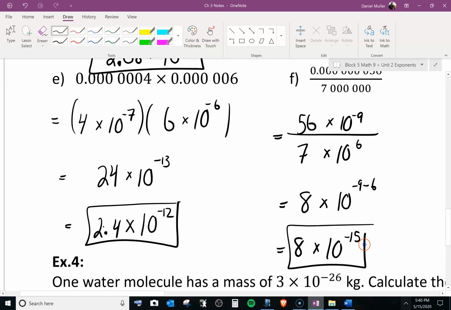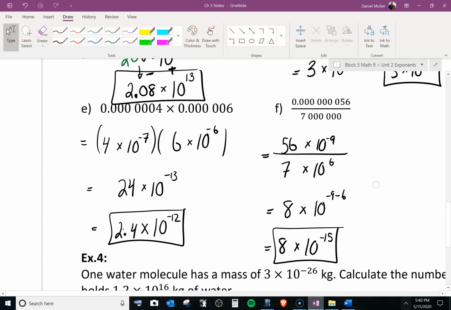So we are done. So to recap, I moved the decimal place all the way over to get 56. And I made that number huge. I went from 0.000 to something like 56. So I made that number way larger. So I balanced it by making it a negative 9. 9 is the number of decimal spots, but negative to balance it.